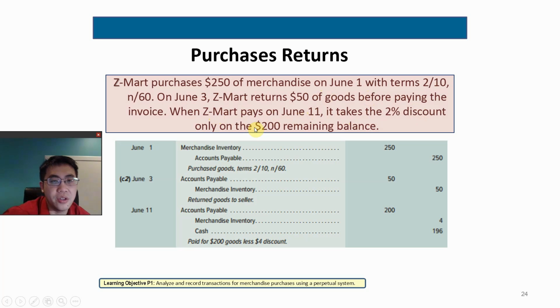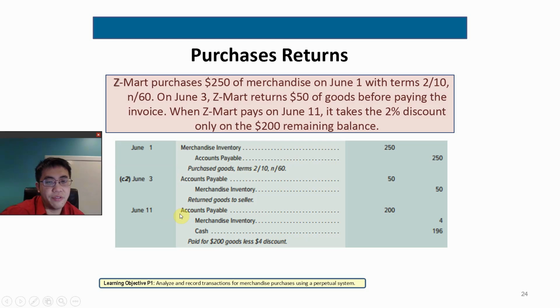$200 remaining balance. So what happened here is when the purchase was first made, the merchandise inventory increased by $250. At the same time, you need to pay $250 in the future. That's billed as accounts payable today. And then 2 days later, there are returned products of $50. So your accounts payable will be reduced by $50. You just pay them $50 less in the future. Okay? And then your inventory also got its value reduced by $50.